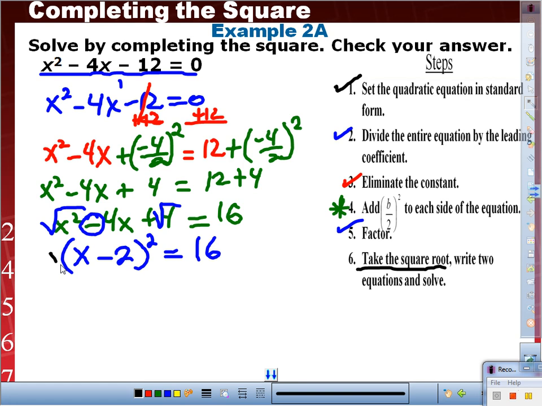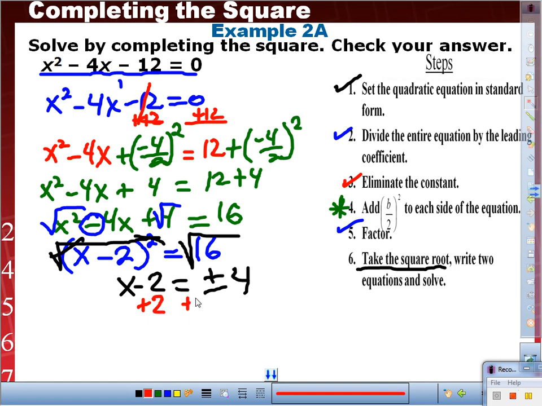Next, take the square root. Why? Because we need to get rid of this squared. But whatever I do to one side, I do to the other. This cancels that. I'm left with x minus 2 equals what? Plus minus 4. Hands up if you're up to right there. Okay. From there, solve for x. Plus 2, plus 2. X equals 2 plus minus 4.